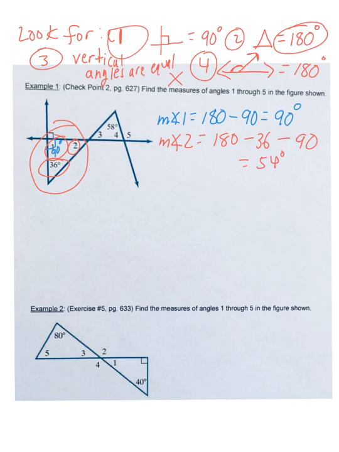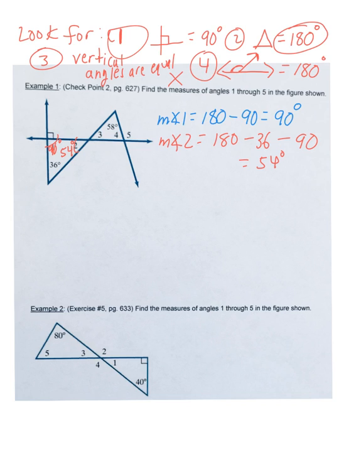And let's just erase some of these extra circles here, and I'll relabel the picture a little bit nicer. So angle 2, we just said, is 54 degrees, and we said angle 1 was 90 degrees. And again, it's like a cool domino effect.